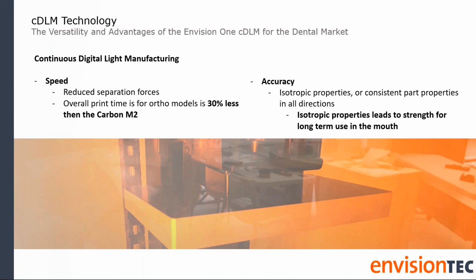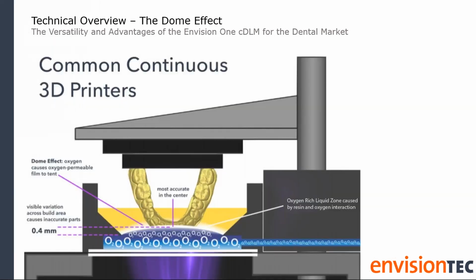Parts printed continuously do not have clear weak points between layers and are consistent throughout with a smooth surface finish. Most importantly for dental, isotropic properties translates to incredible strength for long-term use in the mouth.